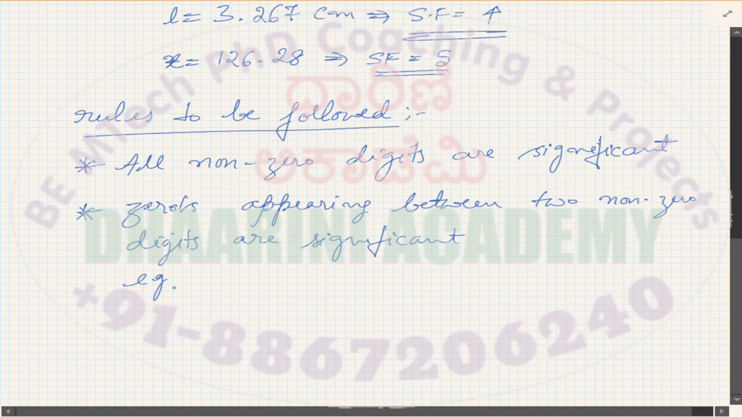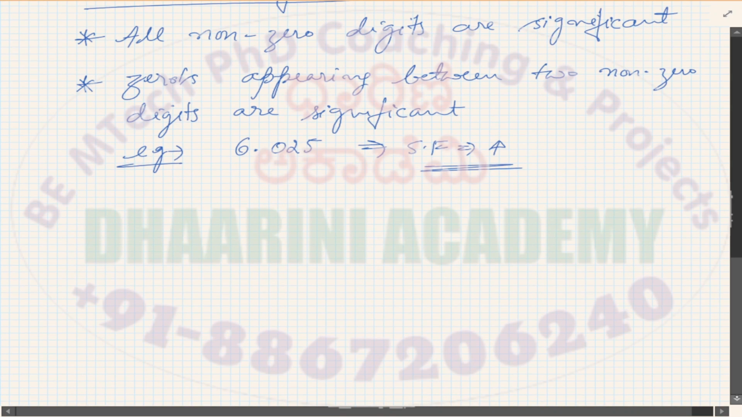For example, I need to consider the zero which is present in this number. What is the significant figure here? We know that all non-zeros are significant, so definitely 6, 2 and 5 are significant. But there is a 0 between 6 and 2. This means 0 appearing between two non-zero digits is also significant. So in this case, the significant figure is equal to 4, not 3. Next, this will be rule number 3 for counting the significant figures: the trailing zeros.